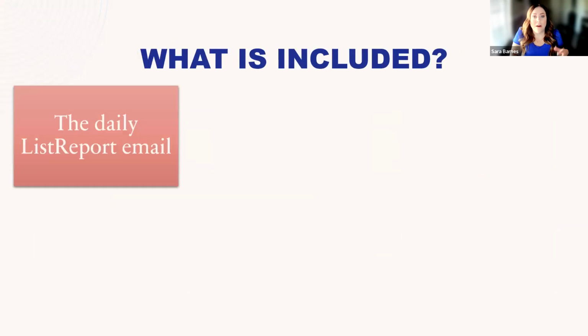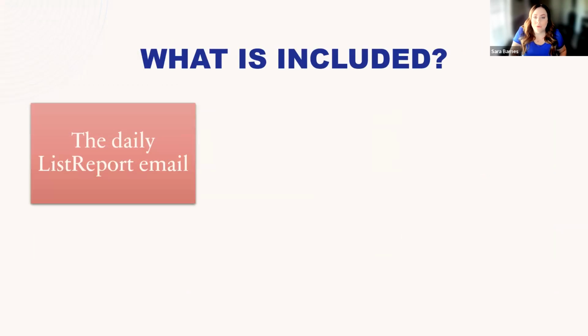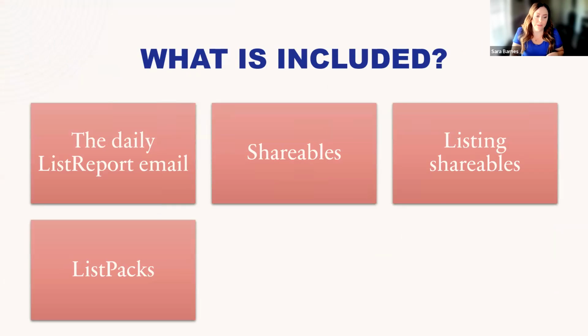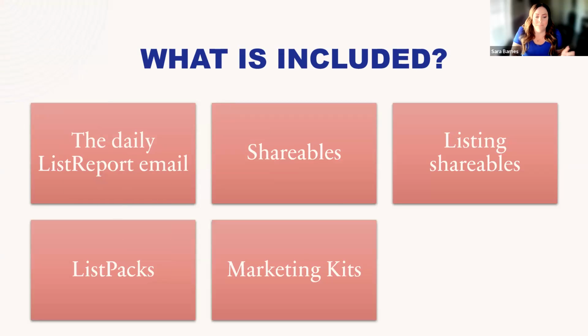So what's included? And we're going to hit all of these, you guys. The daily List Report email, shareables, listing-specific shareables, list packs, and the marketing kit. The marketing kit is the meat and the potatoes. That is the biggest thing I want to spend my time on with you guys.